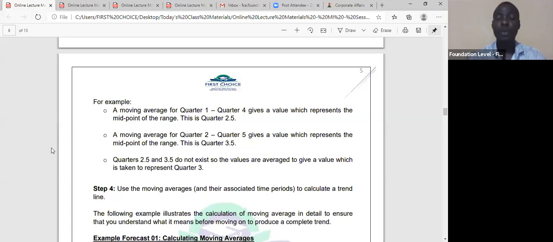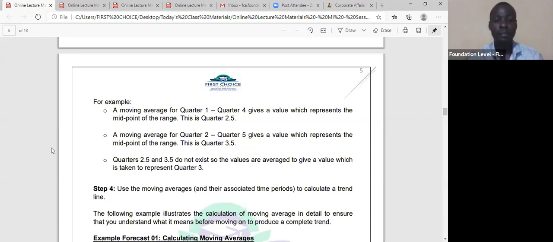They don't exist. But we want our data to correspond with actual existing quarters or weeks or seasons. So all we need to do is to find the average of what we are putting in quarter 2.5 and quarter 3.5. So when we average 2.5 and 3.5 together, it takes us to quarter 3. So that is how we have pushed it to quarter 3. This step applies when we have an even number of observations in a season.